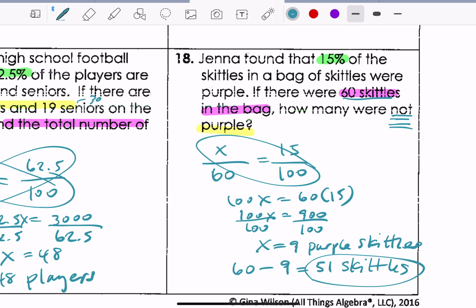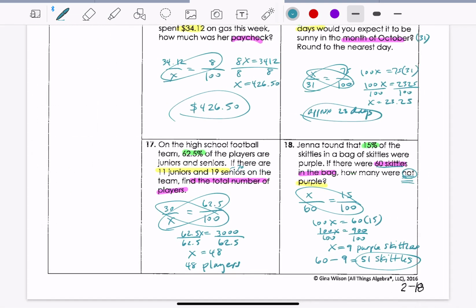So that one was a little bit more complicated. You had to pay attention to what you were reading and really notice this not. But other than that, they're pretty straightforward. And that is it for percent equation proportions.